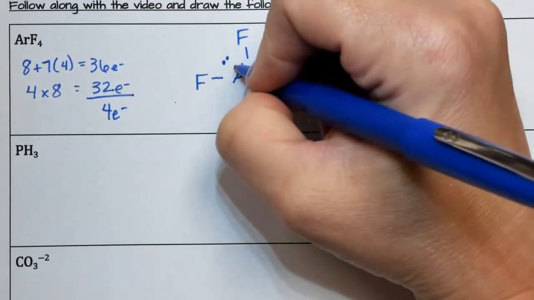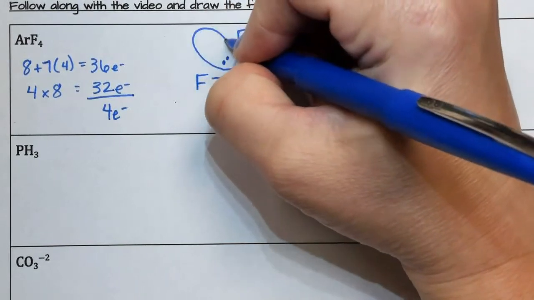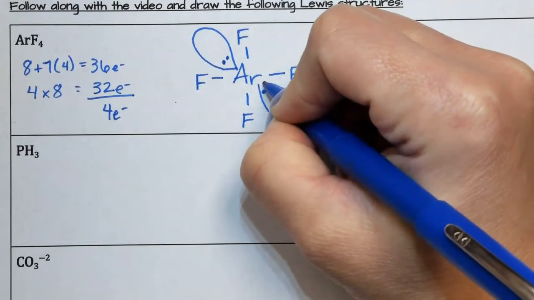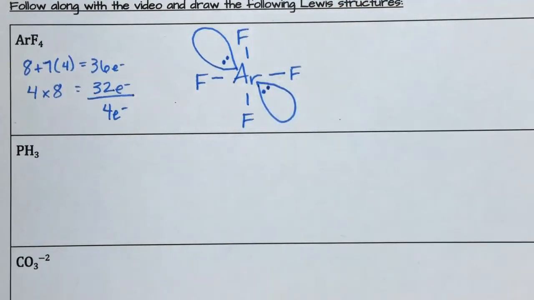Since they are pairs on the central atom, we're going to put a bubble around them. I like to call it an alien head, because this lone pair is exerting a force on its neighboring atoms, and so I like to show it with kind of a little bubble around them.